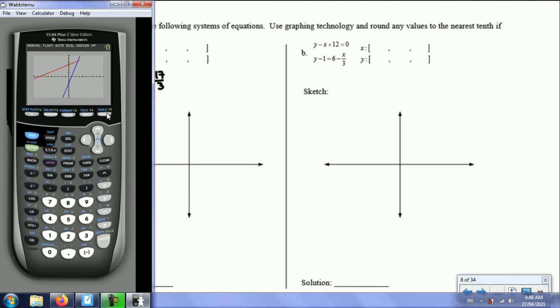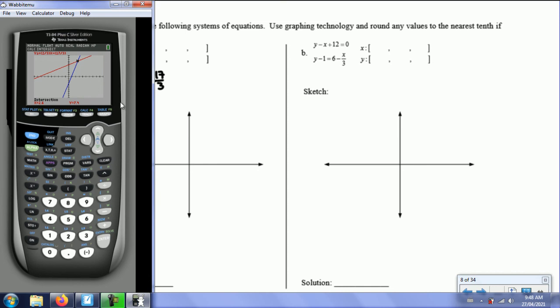There's another. And let's find the intersection point. So second trace, go down to intersect, press enter, select the first graph, select the second graph, tell it to guess. There's the intersection point, 2.6 and 7.4.